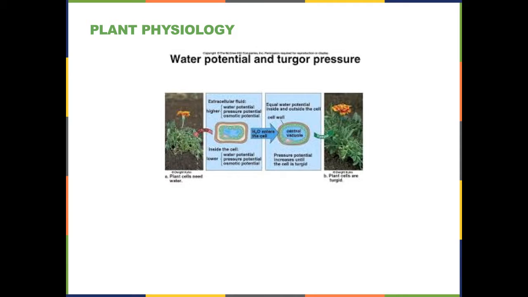Today we're going to talk about the second part of plant biology, and we're going to cover plant physiology. Last week we covered plant anatomy and talked about the structure of roots, stems, and leaves, and this week we're going to talk about how those roots, stems, leaves, and other parts of the plant work together for the plant to live.